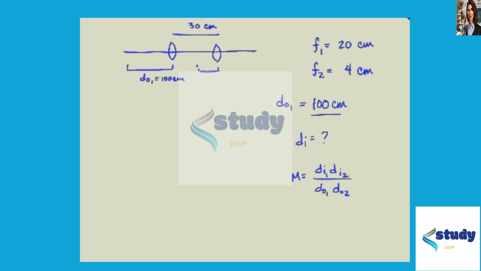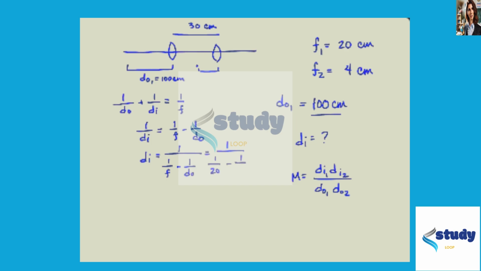So to first figure out the distance of the image for the first lens, we're going to use 1 over DO plus 1 over DI equals 1 over F. We get 1 over DI by itself, and then we get just DI by itself by inverting the entire fraction. This gets us a distance of the image of 25 centimeters.